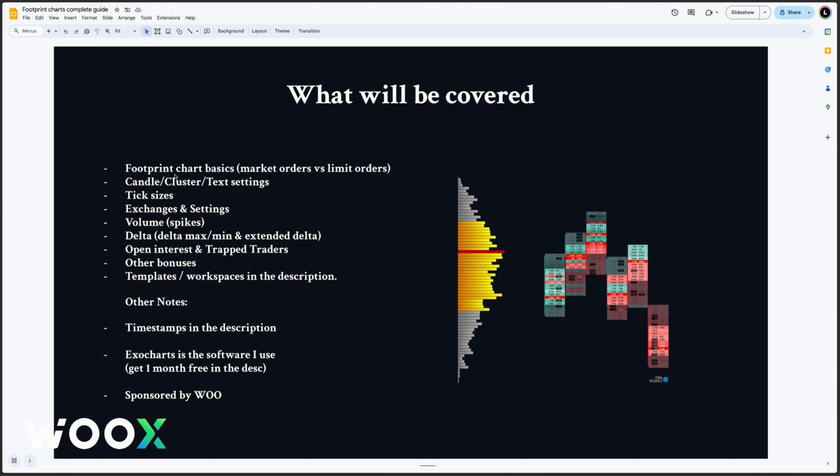We're covering footprint chart basics, candle cluster text settings, tick sizes, exchanges, volume spikes, delta max and minimum in general, open interest, trap traders, and some other bonuses that I might want to get into if we get along the way. I don't know how long this video is going to be. It's my first take on it.